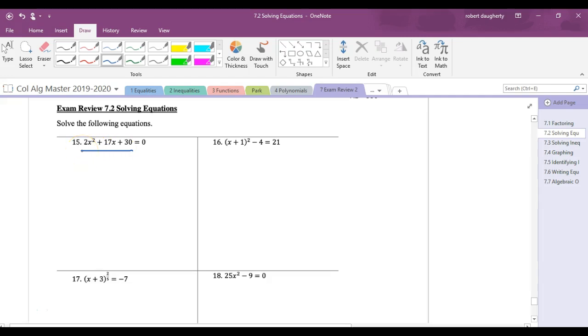So this is a quadratic. I'm looking for two numbers that multiply to 60 and add to 17. If this is a final exam, my brain is mush at this point, and I don't really know that off the top of my head. So factors of 60, 1 and 60, 2 and 30, 3 and 15, okay? Oh no, sorry. That's what I meant about my brain being mush. 3 and 20, 4 and 15.